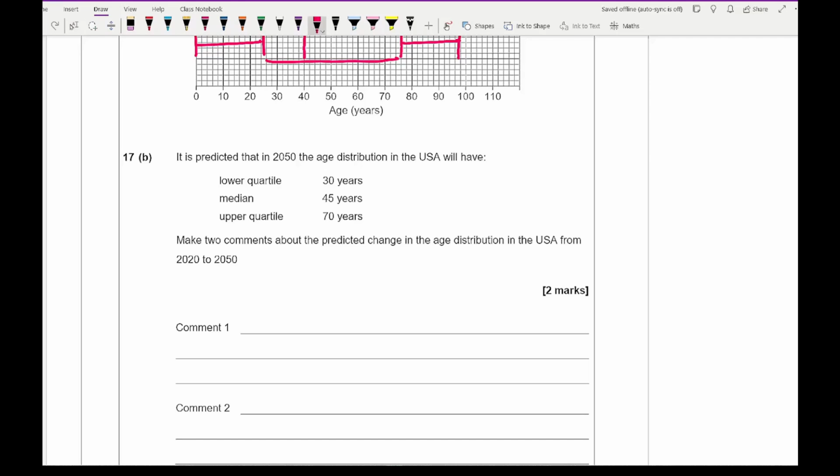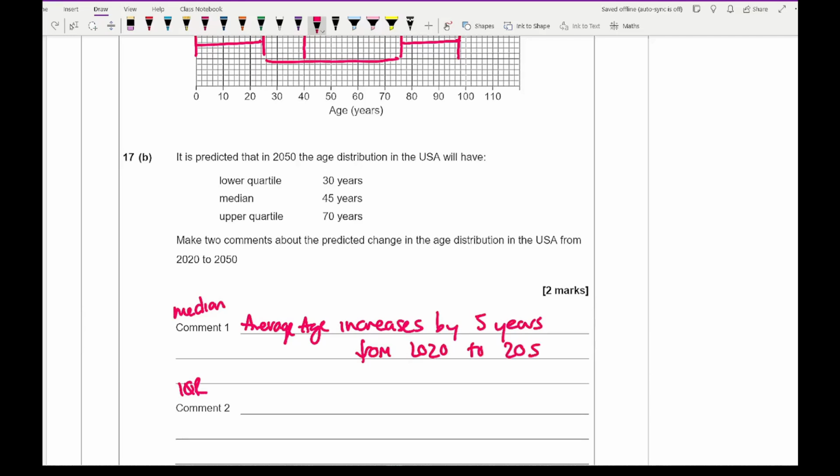Now there's a couple of things you can write, but one thing you want to write for one of them is talking about the median. The other one is talking about the interquartile range. So something along the lines of that the average age increases, and you might want to state by how much, by 5 years from 2020 to 2050. So there you go.